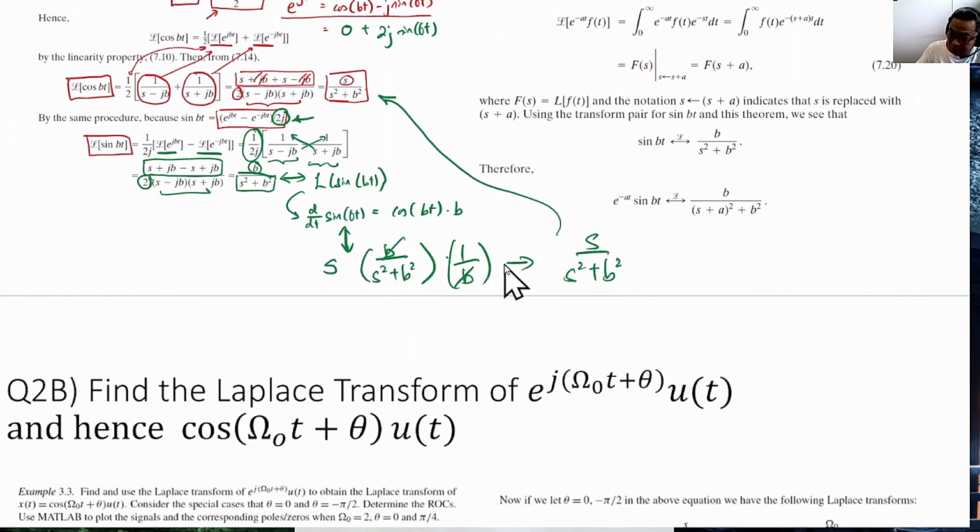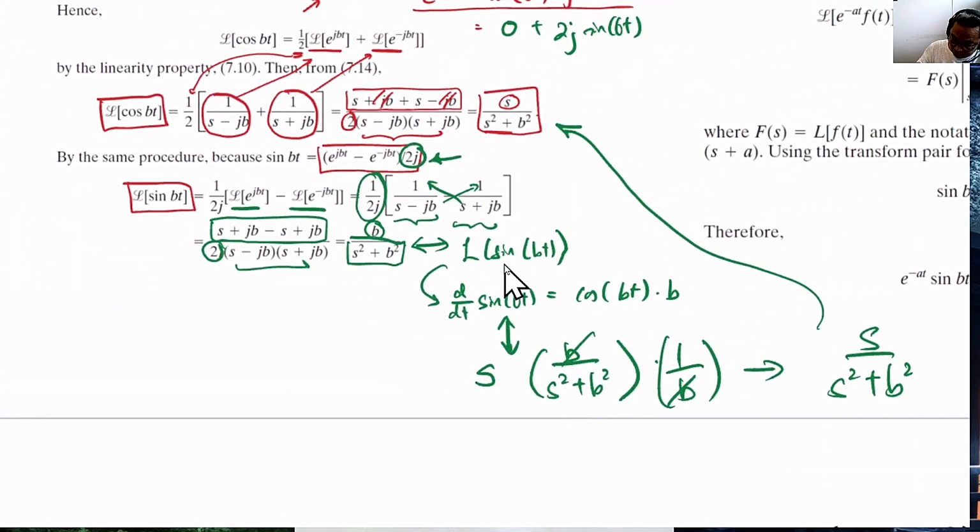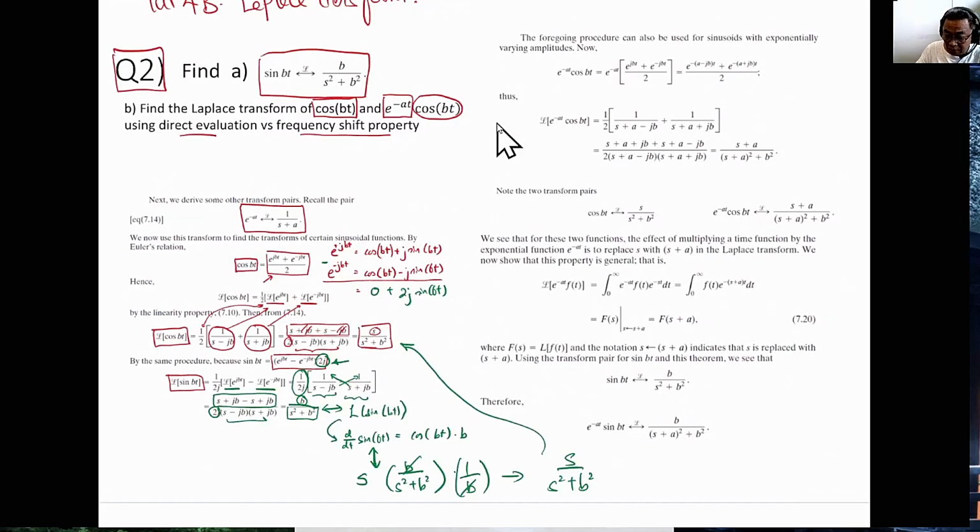So in this example, we started with the Laplace transform of sine bt using direct evaluation, then used the property of differentiation to get the cosine bt. This shows us the power of the properties in Laplace transform. In the next video, we'll answer question 2b, the Laplace transform of e minus at cosine bt, using the frequency shift property.